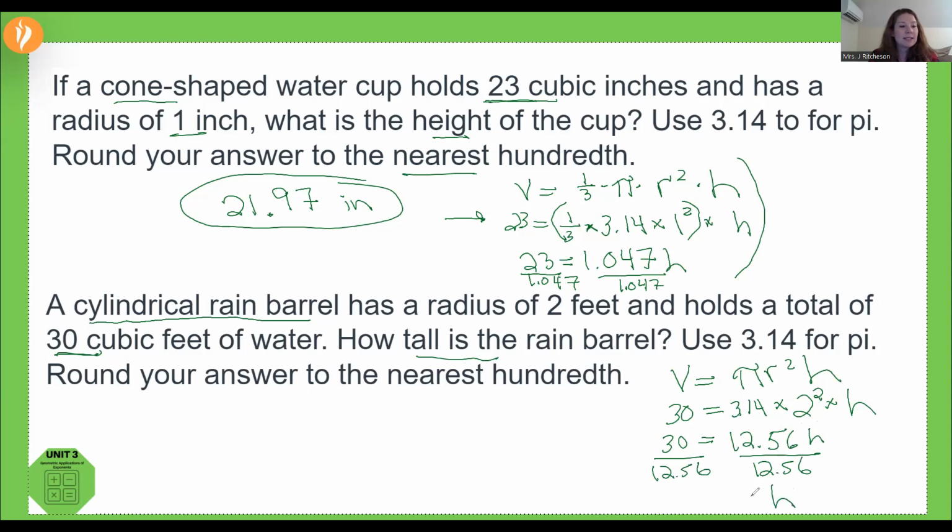And our height is what? 30 divided by 12.56 is, ooh, that's a long number, 2.39, if we round it correctly, feet. Okay. All right, did you guys get it?